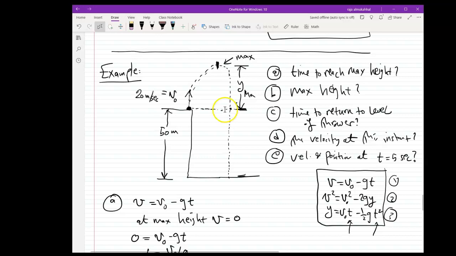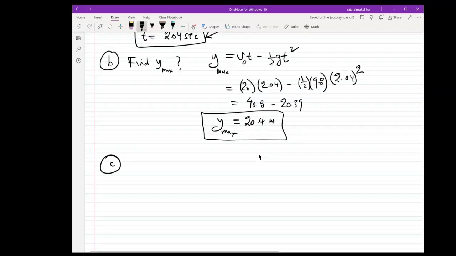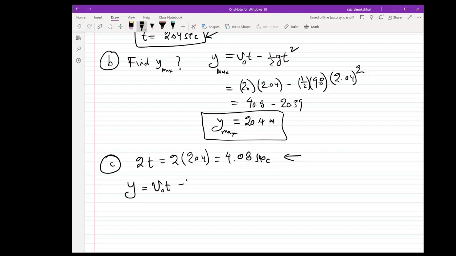Basically you'll be done. Or we can act like we don't know, and then we can use the third kinematic equation. So there are two ways to do it. One way is basically 2t, just 2 times 2.04, and that's 4.08 seconds, and that's it. We're done. This is the time. The second method is to use the third kinematic equation, y equals v naught t minus 1/2 gt squared. Why do I use that?